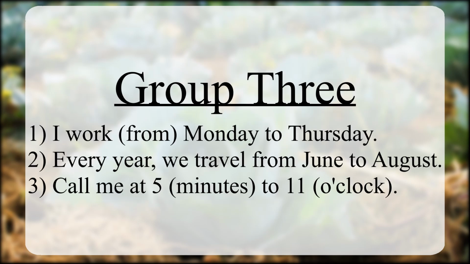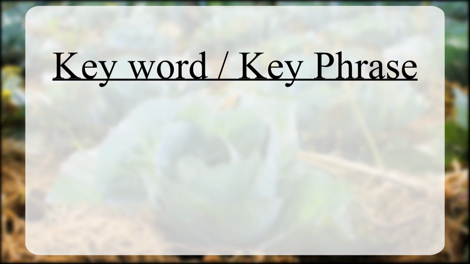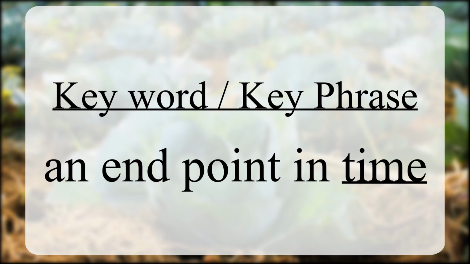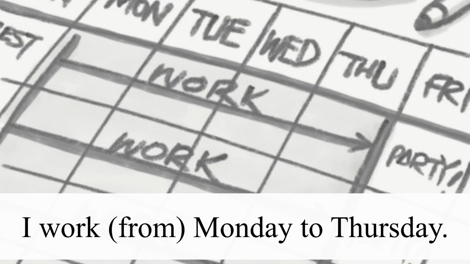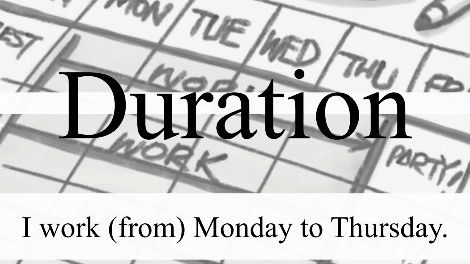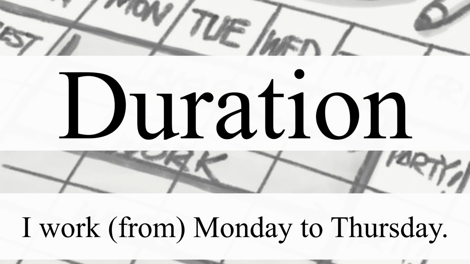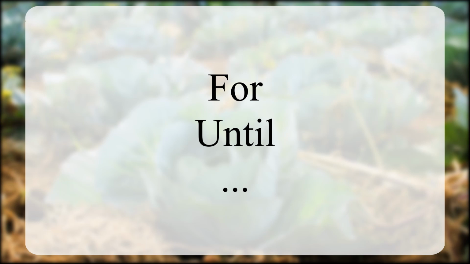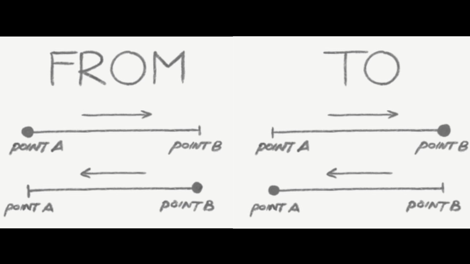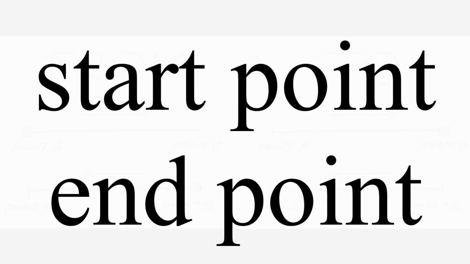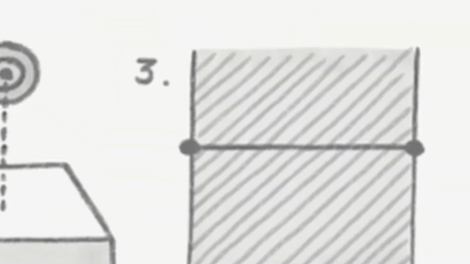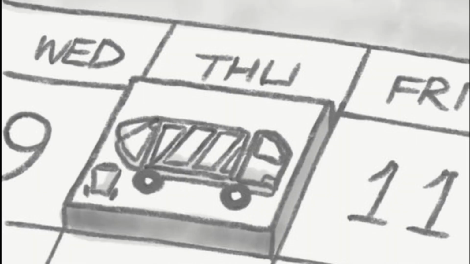Group 3. The keyword or phrase in this group is an endpoint in time. "I work from Monday to Thursday." We're talking about a duration or a length of time. Other prepositions are also used to talk about a duration, but to and from are used together in order to emphasize the start point and the end point, not the time in between. I start work on Monday and I end work on Thursday.